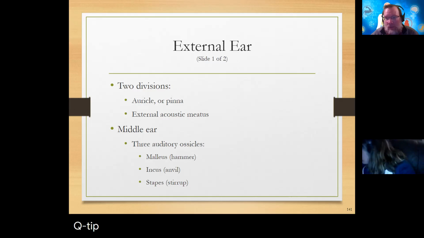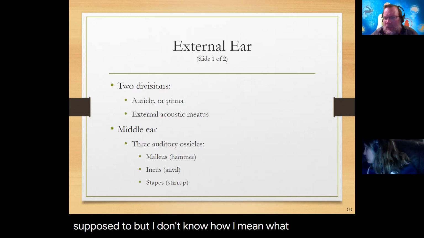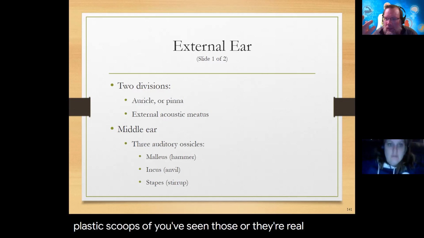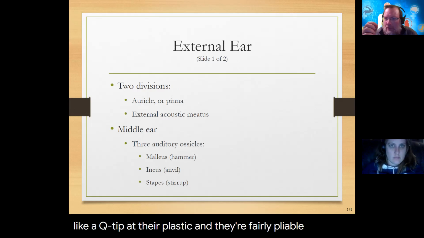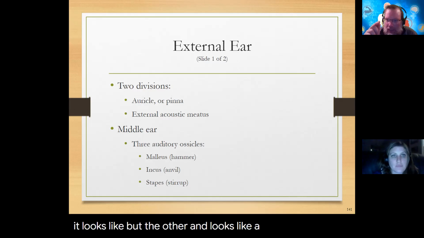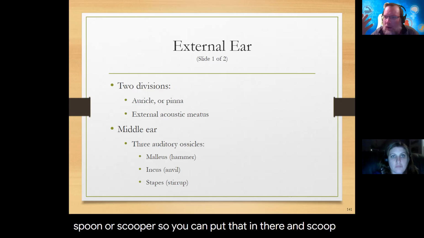I don't know if you use Q-tips. They say you're not supposed to, but I don't know how. I mean, what are you gonna do? There are these cool little plastic scoops. I don't know if you've seen those. They look like a Q-tip, but they're plastic, and they're fairly pliable. One end has the shape of a Q-tip, with a bunch of ridges, but the other end looks like a real tiny little spoon or scooper. So you can put that in there and scoop wax out.